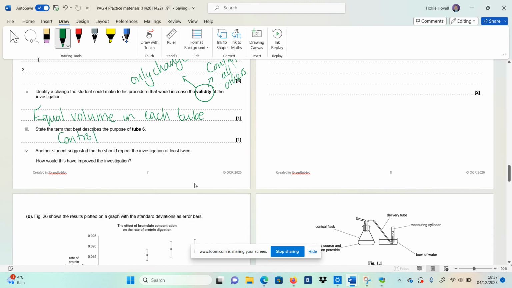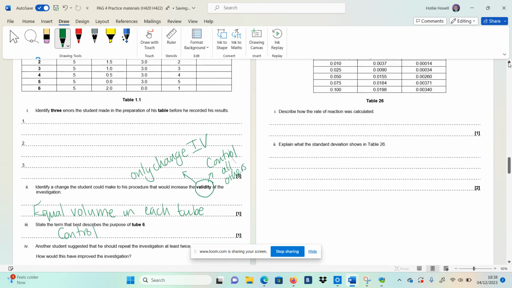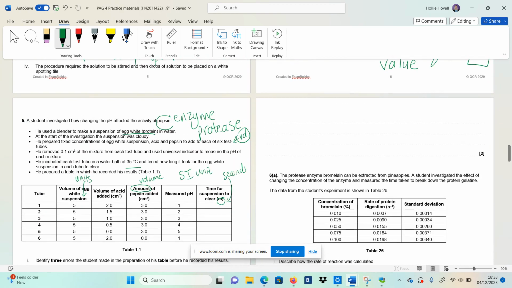Another student suggested that he should repeat the investigation at least twice. How would this have improved his investigation? Now, there's a little bit of a trick to this one. Repeats increase reliability, and I always say R for repeat, R for reliability. So R equals repeat. Wherever you get a question that says, how could you increase reliability? You say repeat. Whenever you get a question that says, why do you repeat? You say for reliability. So the answer here, we could say to increase the reliability.